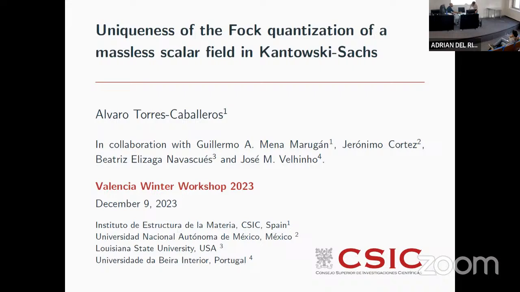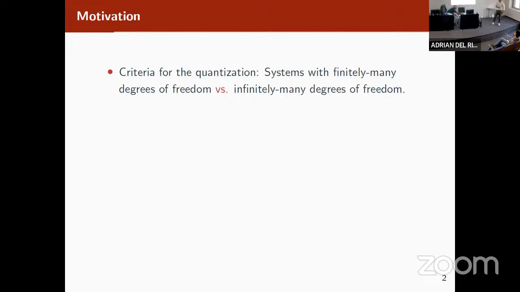So let me give you a little bit of motivation about this work. When we first quantize a system, it's important to take into account whether the system has finitely many degrees of freedom or not, right? If it has finitely many degrees of freedom, there's a theorem that guarantees that all possible ways to quantize our system are equivalent. So all representations to quantize our system are equivalent. And this is called the Stone-von Neumann theorem.